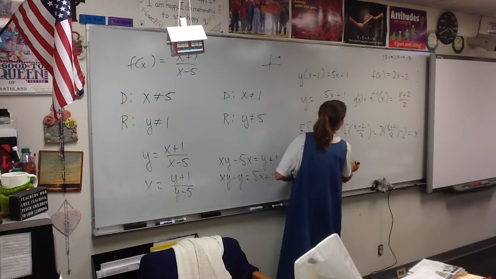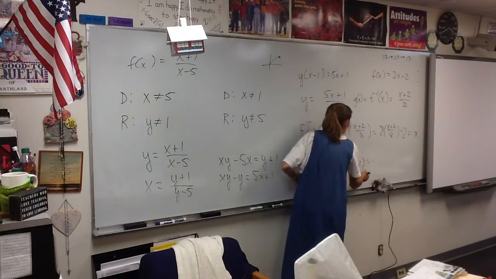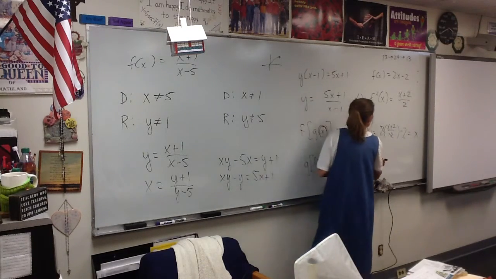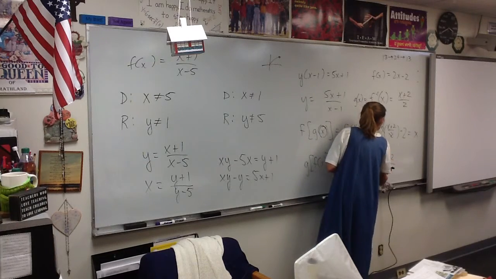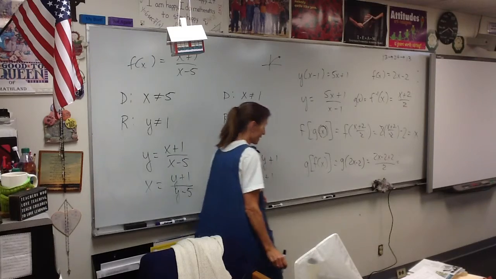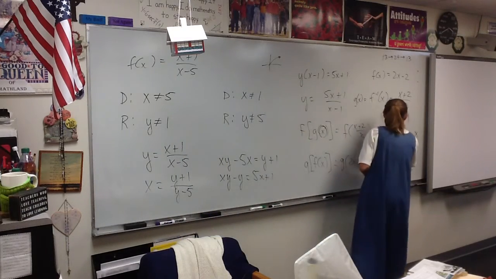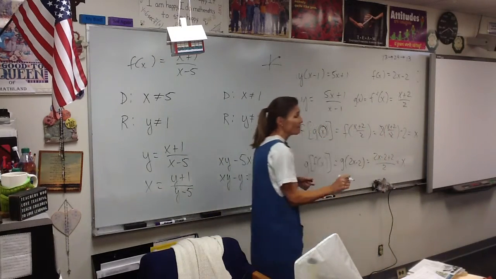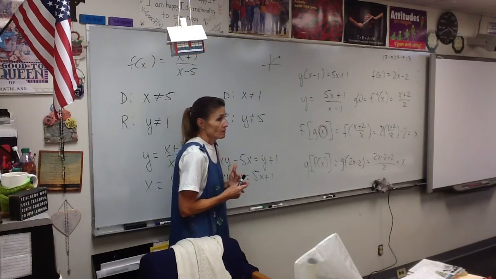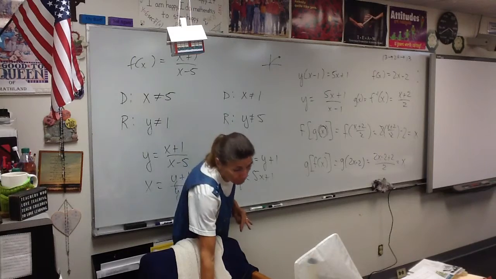F of x is 2x minus 2. So I have to put 2x minus 2 into my inverse. So 2x minus 2 plus 2 over 2. What does that end up equaling? X. That's your proof. If either one of those doesn't come out to be x, then you don't have the inverse. So that's your actual formal proof.